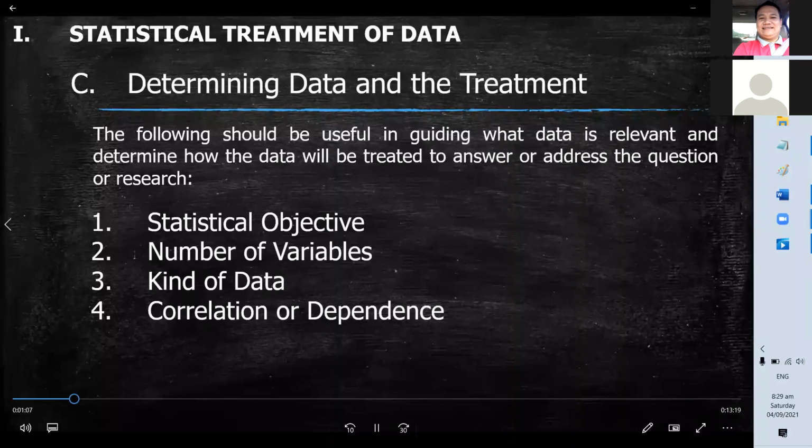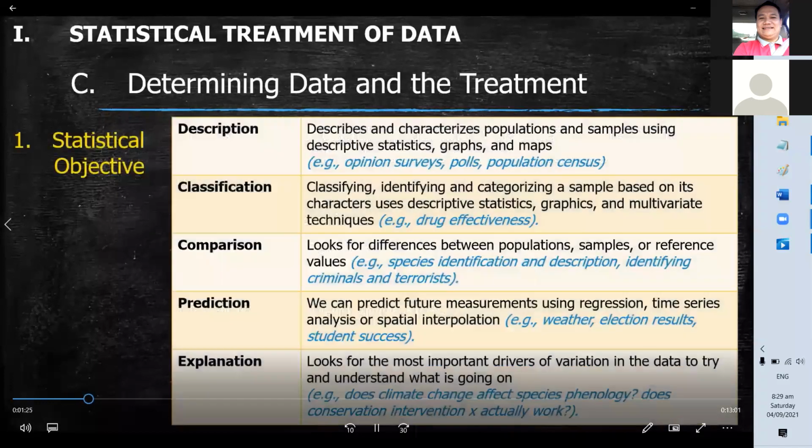The following should be useful in guiding what data is relevant and determine how the data will be treated to answer or address the question or research. We have the statistical objective, number of variables, the kind of data, correlation or dependence. These are the 5 statistical objectives.